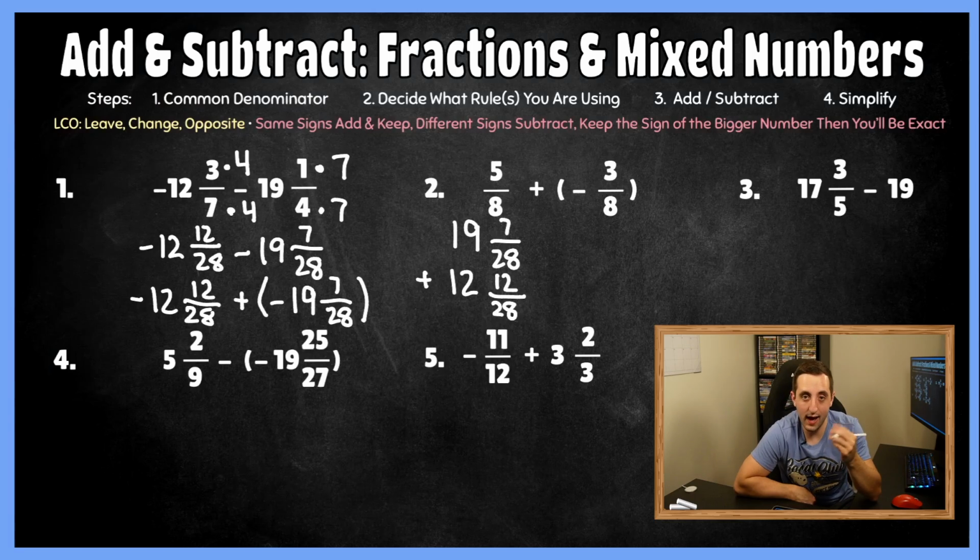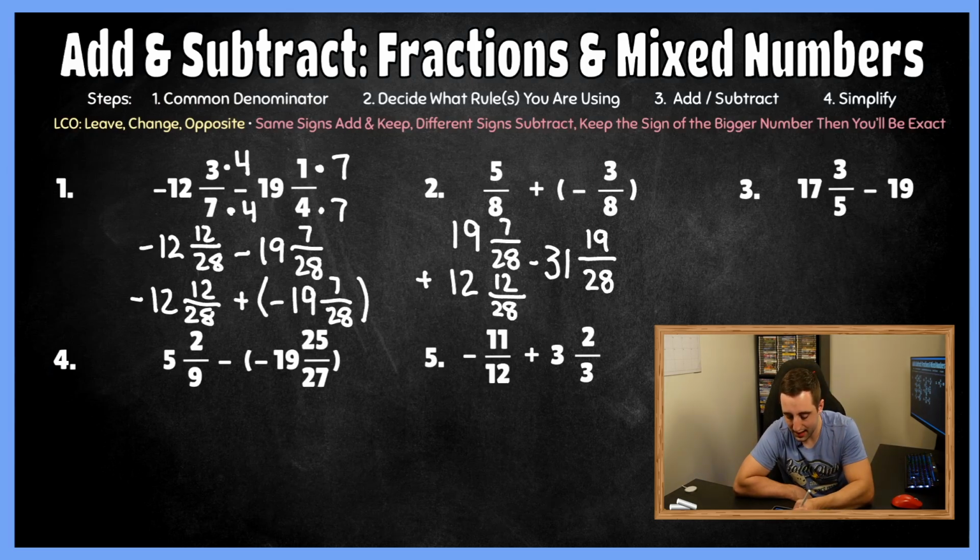And now let's go ahead and add our numerators first. So 7 plus 12 is going to give us 19 in our numerator. Our denominator is going to stay the exact same. We didn't do all that work to just make our denominator like 56. It's going to stay 28. And now let's add the numbers out front. Well, 19 plus 12 is 31. And the rule says same signs add, which we just added, but now we need to keep the sign that they had in common with each other. They were both negative, so my final answer is going to be negative 31 and 19/28.